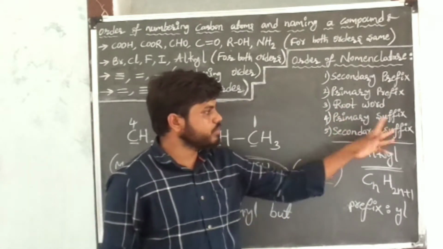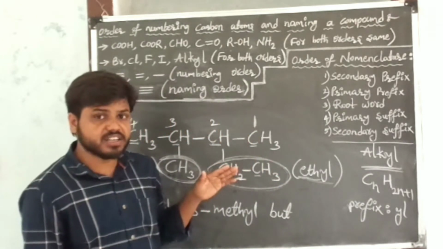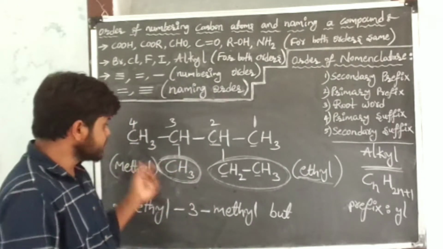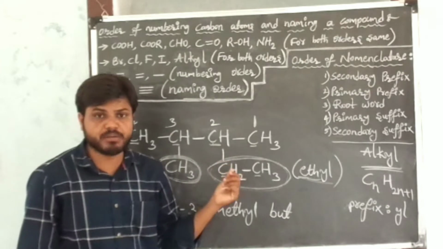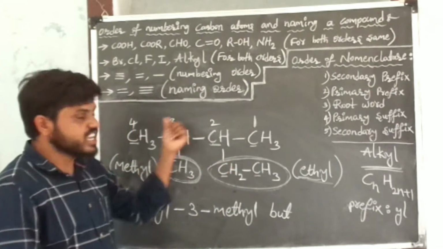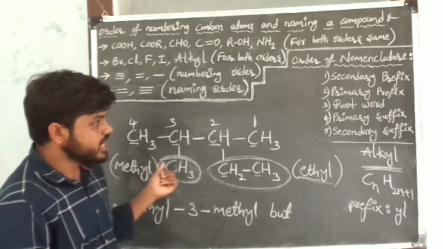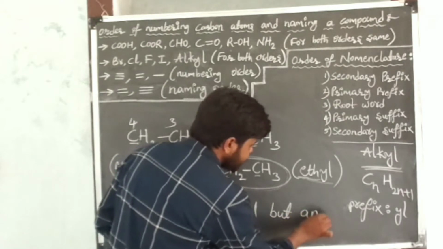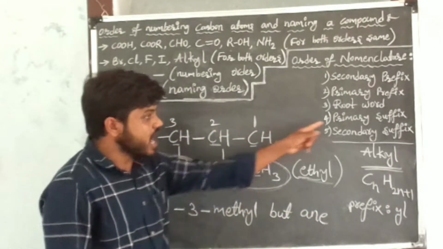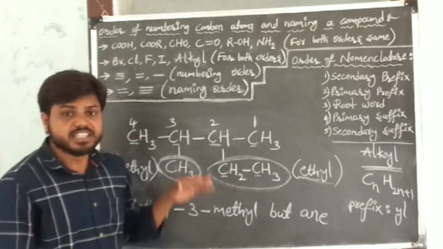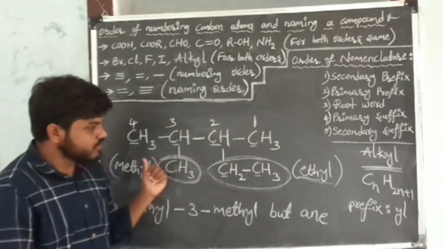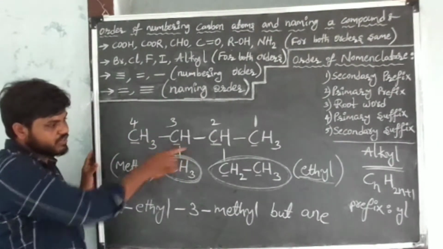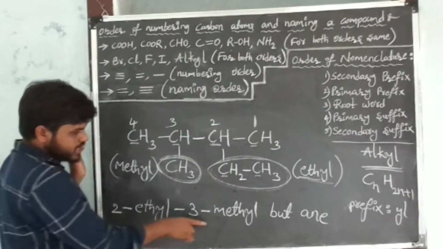After writing the root word, go to the primary suffix. Primary suffixes are single bonds, double bonds, triple bonds. Between every 2 atoms in the given carbon compound, only single bonds are present. So take the primary suffix of single bond, which is ane. After writing the primary suffix, go to the secondary suffix, which is functional groups. Functional groups are not present in the given carbon compound. So this is our required IUPAC name of the given carbon compound: 2-ethyl-3-methyl-butane.